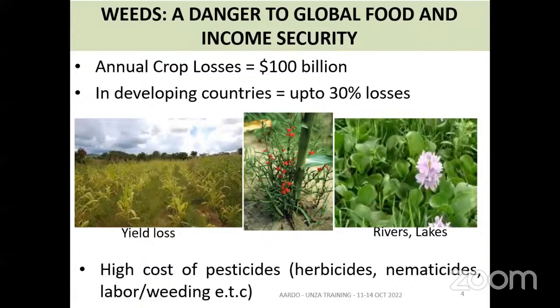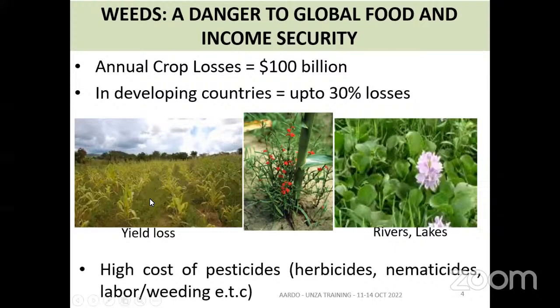As a way of starting, we know that weeds are a real problem in agriculture. Globally, about $100 million is lost in crop production as a result of weeds. And it's much worse in developing countries, including a lot of the AARDO countries in the developing world, where you can have up to 30% losses in crop productivity because of weeds. And the 30% is actually a conservative estimate, because in many places, especially if you pick a specific crop, you find that unfortunately our farmers are experiencing even more than 50% losses as a result of weeds.